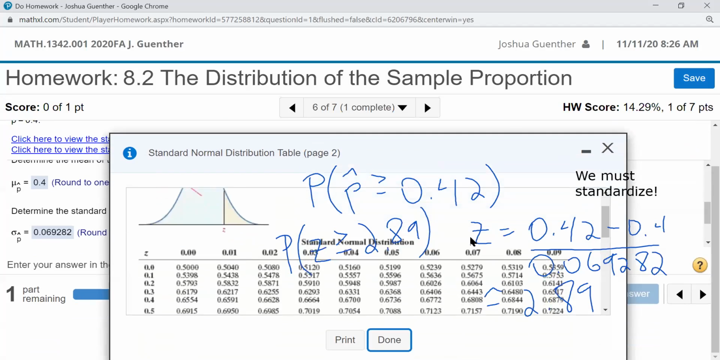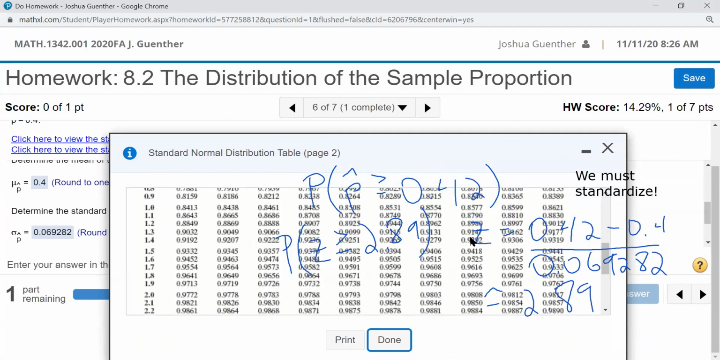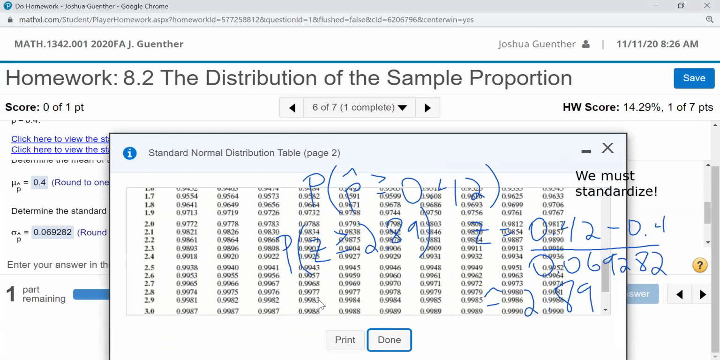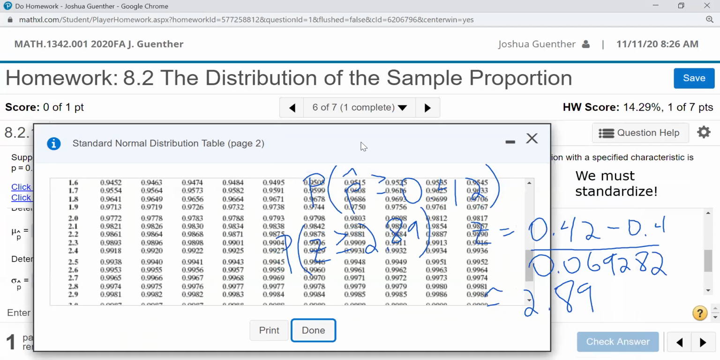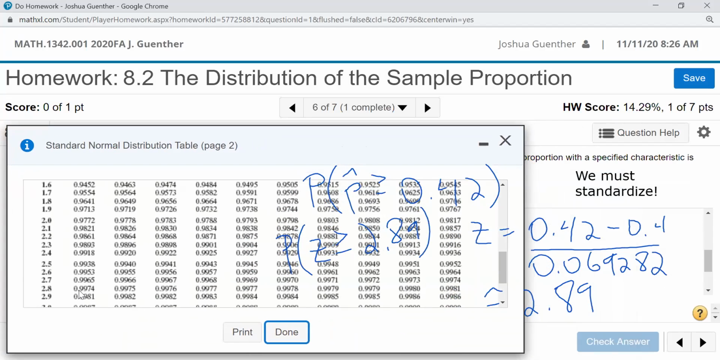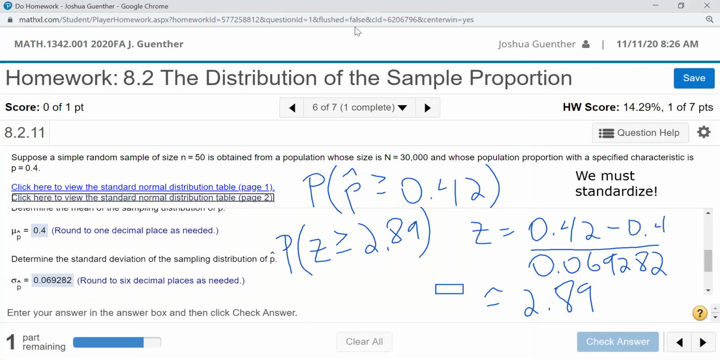We need to go to our z table. We need to look up 2.89. So that's going to be all the way down here. 2.8 and then go all the way down here. Here's 2.89. But remember, that's the probability of being less than or equal to our z-score. So we need to do 1 minus 0.9981. So it's going to be very small.